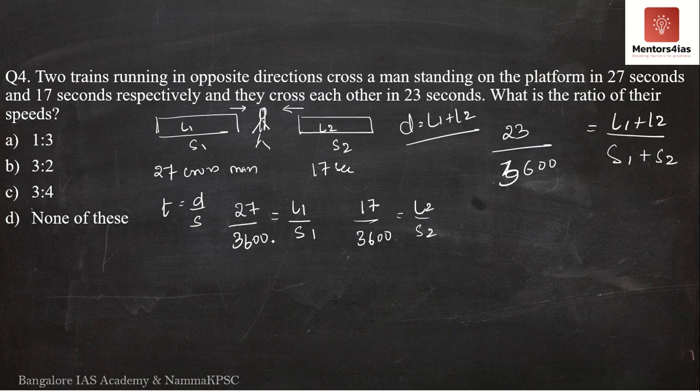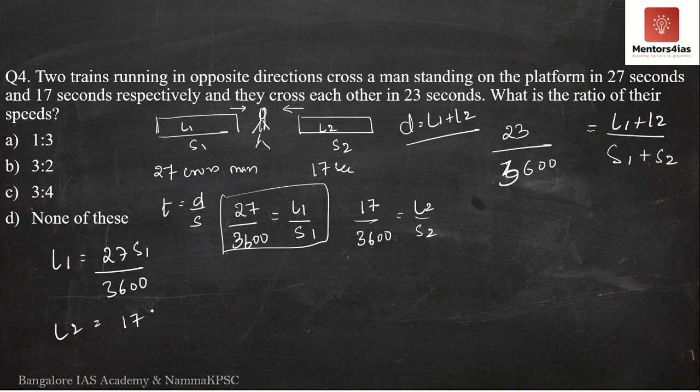So here I will simply substitute for L1 and L2. From the first, time is equal to distance by speed, L1 is nothing but 27 S1 divided by 3600. From here I get L2 is nothing but 17 S2 divided by 3600. Now I'm going to substitute L1 and L2 over here. Please don't get anxious or frightened by big numbers. These always get cancelled out very easily. That is why it is important that you don't try to simplify them initially itself.